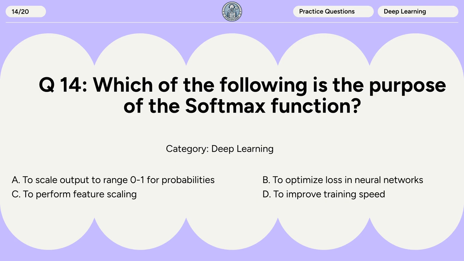Question 14. Which of the following is the purpose of the softmax function? A. To scale output to range 0 to 1 for probabilities. B. To optimize loss in neural networks. C. To perform feature scaling. D. To improve training speed.